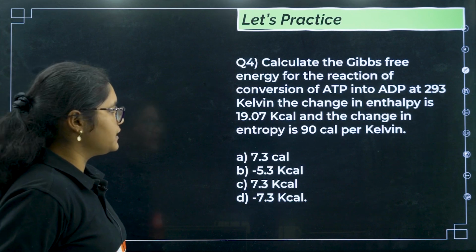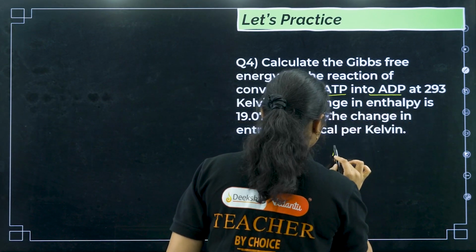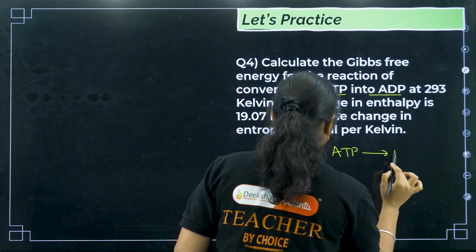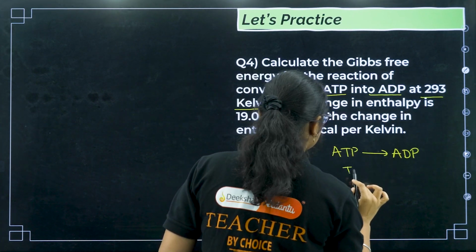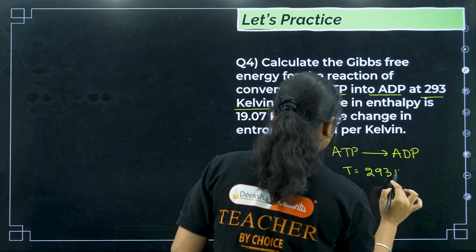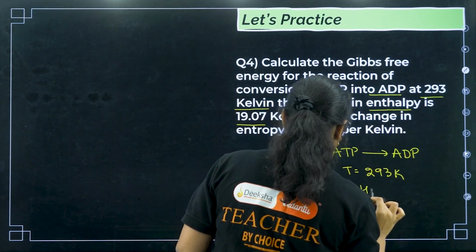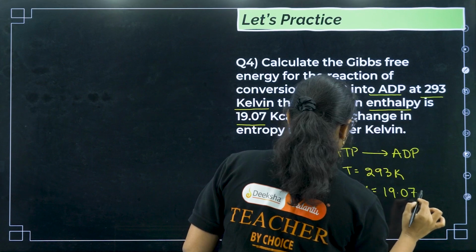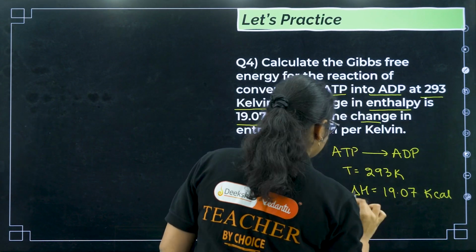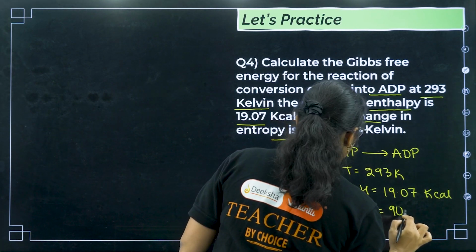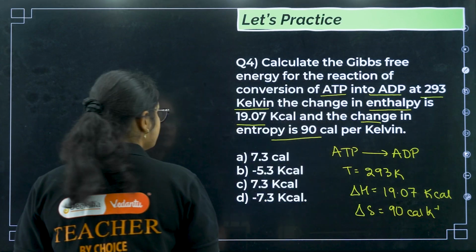Now, a question for solving. Calculate the Gibbs free energy for the reaction of conversion of ATP into ADP. So you have this reaction, ATP is converted to ADP, at 293 Kelvin. The change in enthalpy is 19.07 kilocalorie, so delta H is 19.07 kilocalorie. And the change in entropy is 90 calorie per Kelvin. Now you need to calculate what?